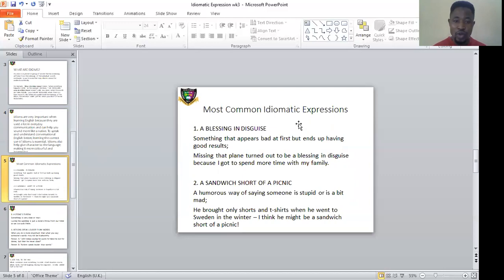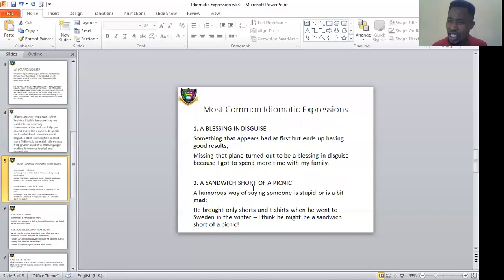Look at number one. Number one says, a blessing in disguise. What does it mean if you say something is a blessing in disguise? It means something that appears bad at first, but ends up having good results. I give you an example: missing that plane turned out to be a blessing in disguise because I got to spend more time with my family. Something happened and you feel bad about it, but in the end, it turns out to be a good result. So that's what it means when you say something is a blessing in disguise.